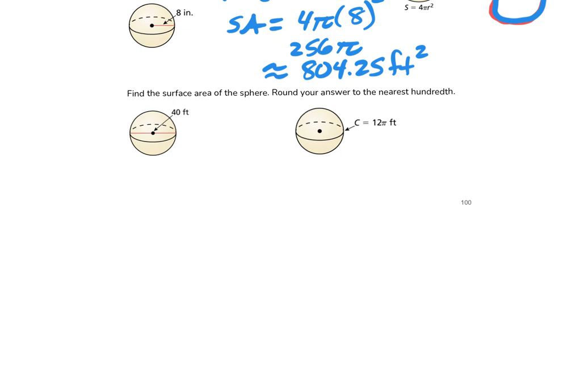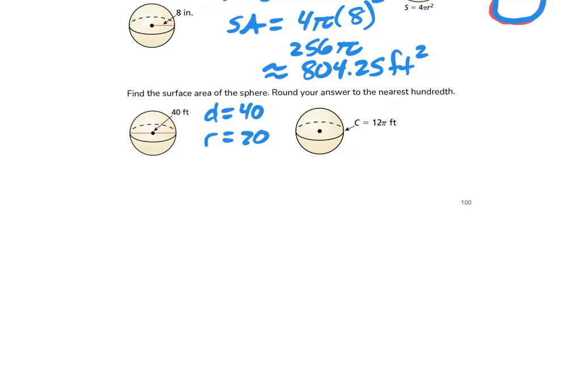These two are both a little bit different, still using the same formula, still finding the surface area of the sphere. What do I notice about the one on the left here? What am I given? Yeah, it goes all the way across, right? So the diameter is 40. We don't want the diameter. We want the radius. We want half of the length.